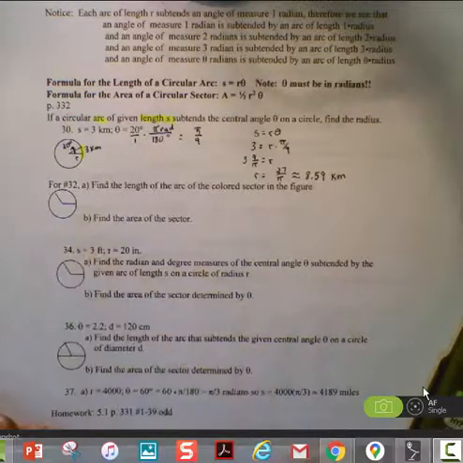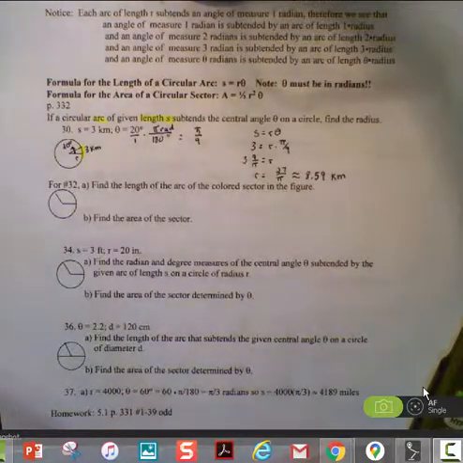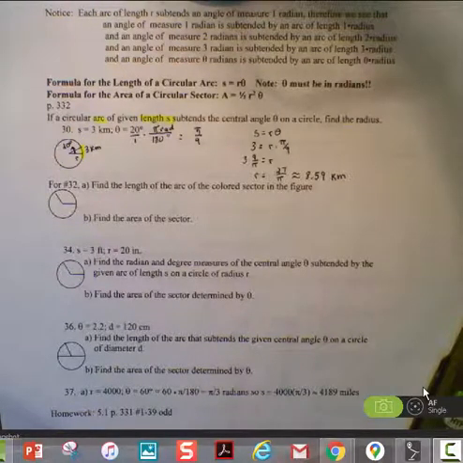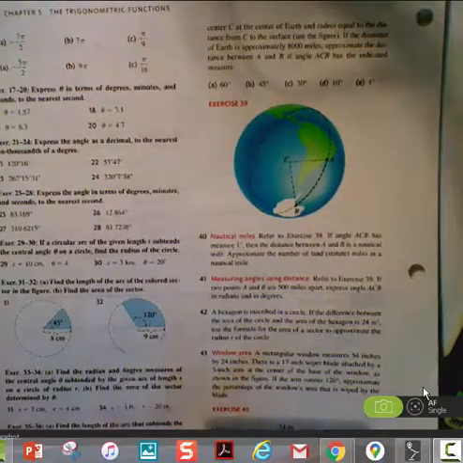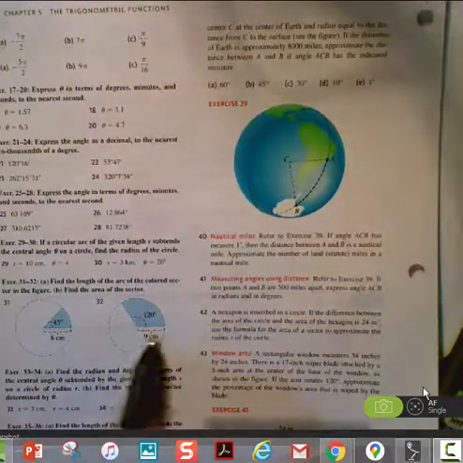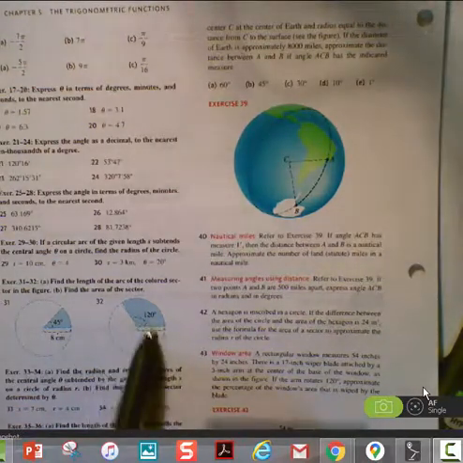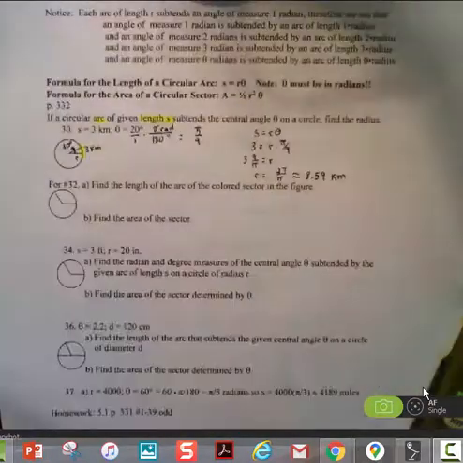Number 32, we're given a picture in the book and I did not have that handy already. Okay, we're given this picture. We have a circle that has a radius of 9 centimeters and an angle that's 120 degrees.